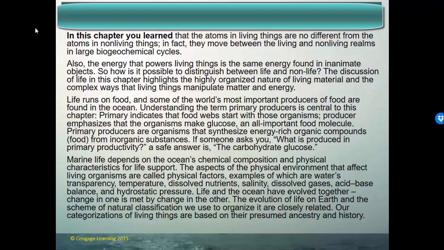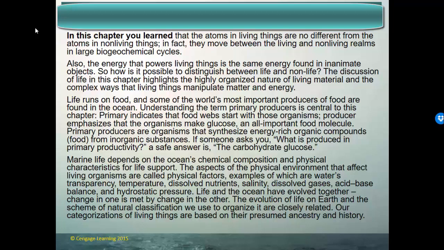So we know that life runs on food, and some of the world's most important producers of food are found in the ocean. And we have to understand this term, primary producer. It's central to this chapter. Primary indicates the food web starts with these organisms. Producer says that these organisms make the glucose, the carbohydrate, the all-important food molecule. Primary producers are organisms that synthesize energy-rich organic compounds from inorganic substances. So if someone asks you what is produced in a primary producer, the carbohydrate glucose.